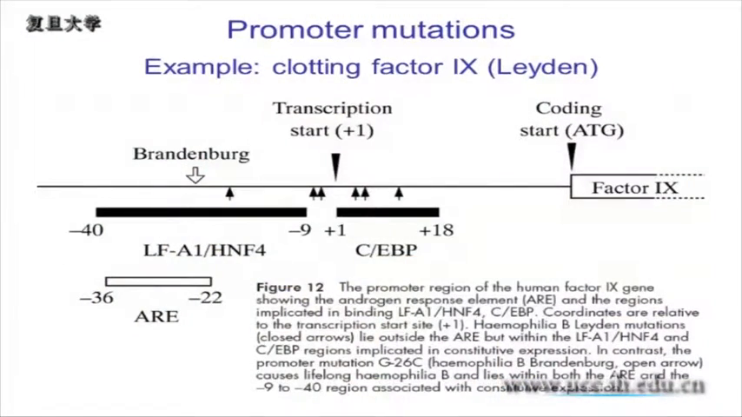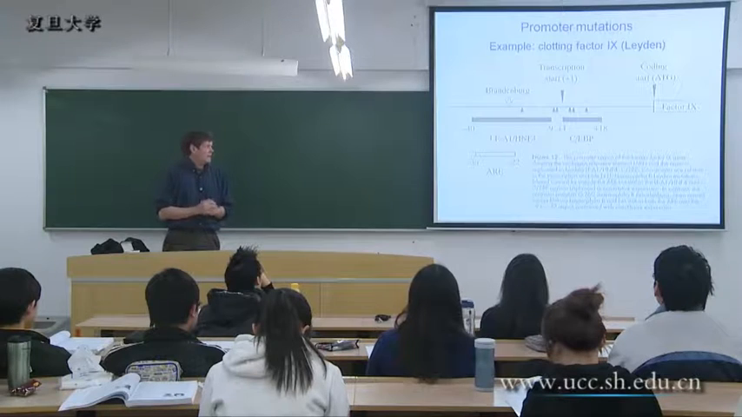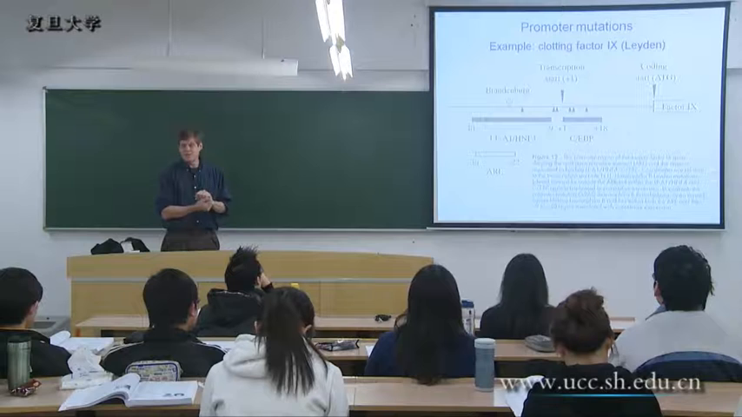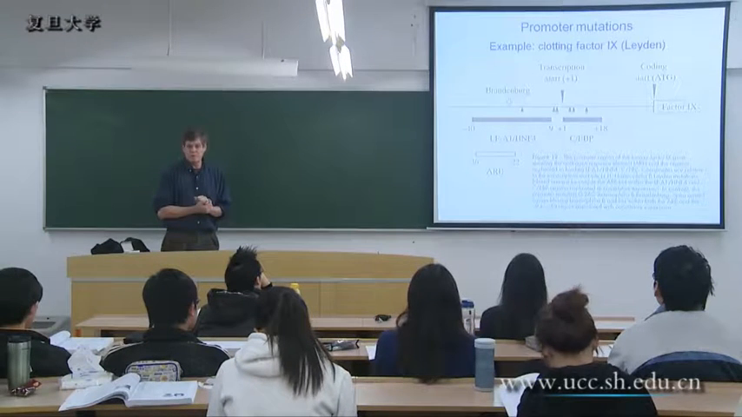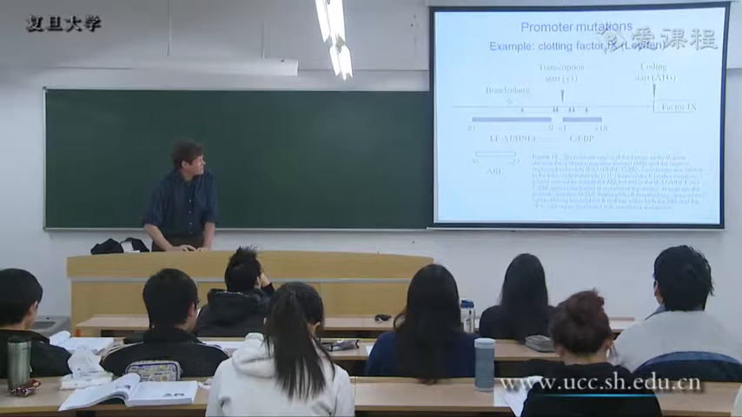Another way that point mutations can affect gene expression is by changing the behavior of the promoter region. So the promoter is a region where RNA polymerase II binds and many other factors bind, in a place where transcription is initiated. And if point mutations interfere with the binding of a needed transcription factor, that can result in inappropriate or no expression. A very interesting example is this Clotting Factor 9 that we talked about earlier.